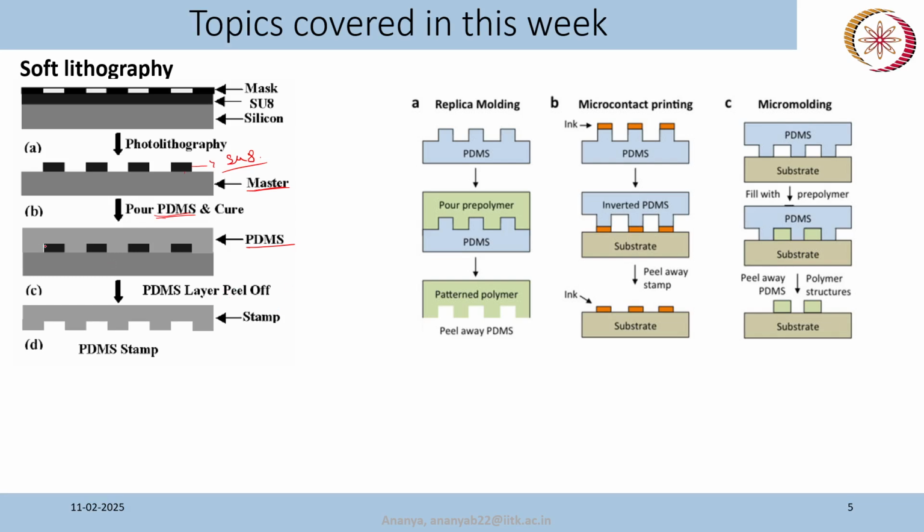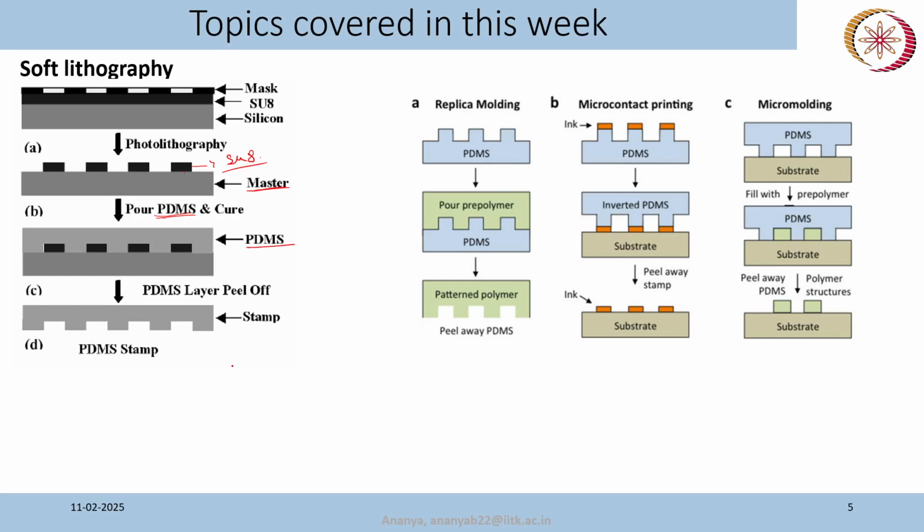So you cure the PDMS, and then you remove the PDMS layer by peeling it off. This is your master stamp. You pour PDMS, you cure it, and then you peel, normally from one side. I hope you can see me. Normally you remove it from one side. Finally, you have this PDMS stamp, which is the opposite of the master that you have. You can see it here.